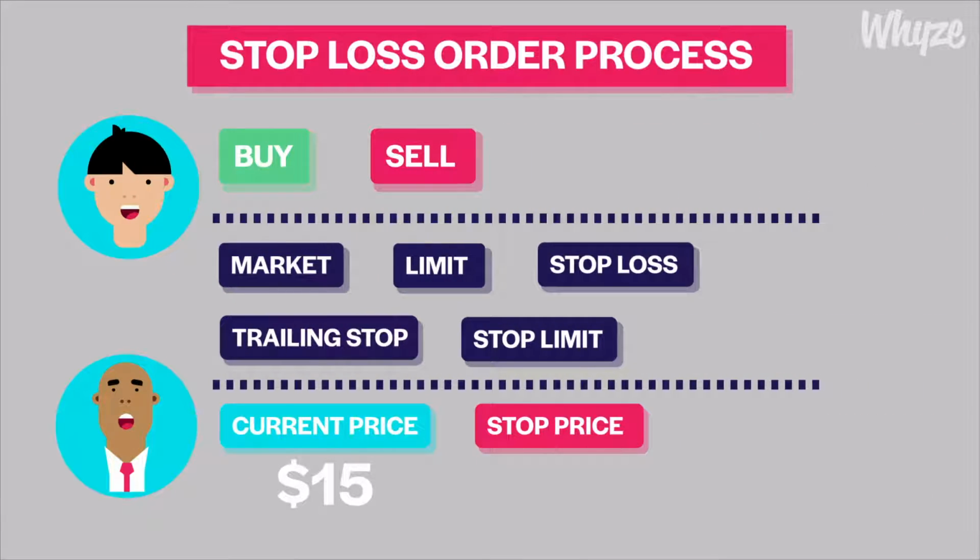In order to make this work, you would select the sell option, choose a stop loss order type, and set a stop price below the current stock price. This tells your broker to immediately sell your shares when the stock price has dropped below your comfort level.